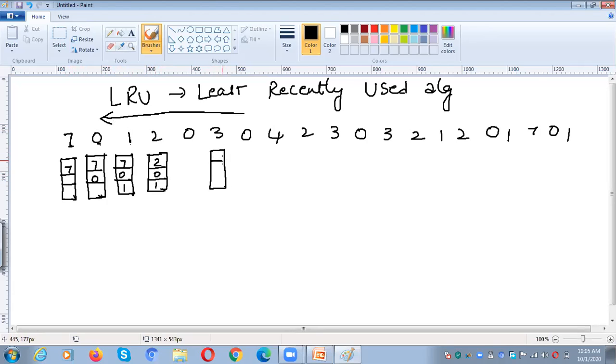And the next 3. 3 is not there in the main memory. So we need to check in this direction. So 0 I referred just now, and then 2 I referred, and then 1 I referred long back. So I need to replace it with 1.